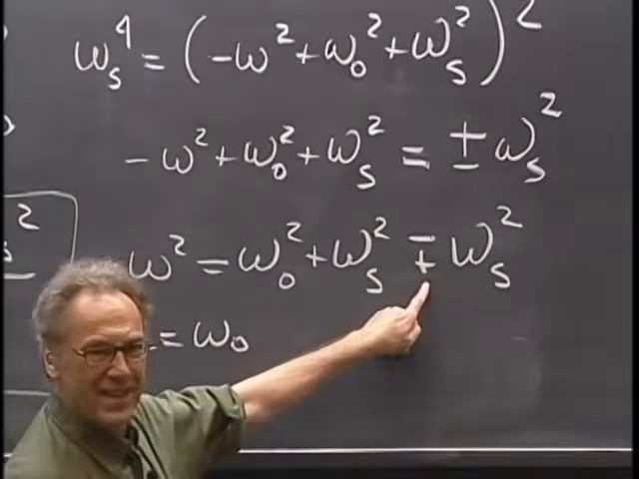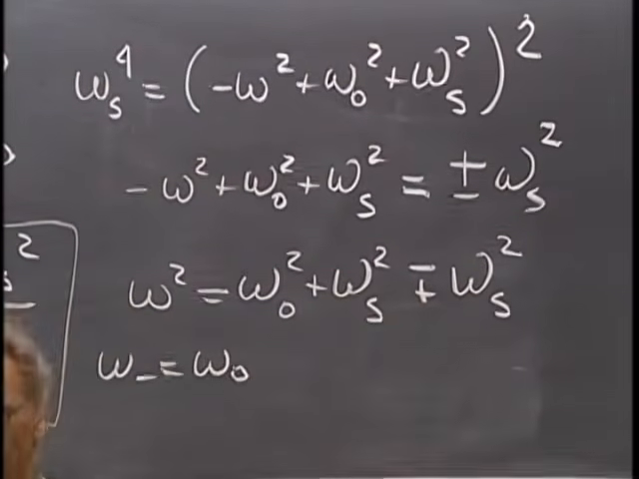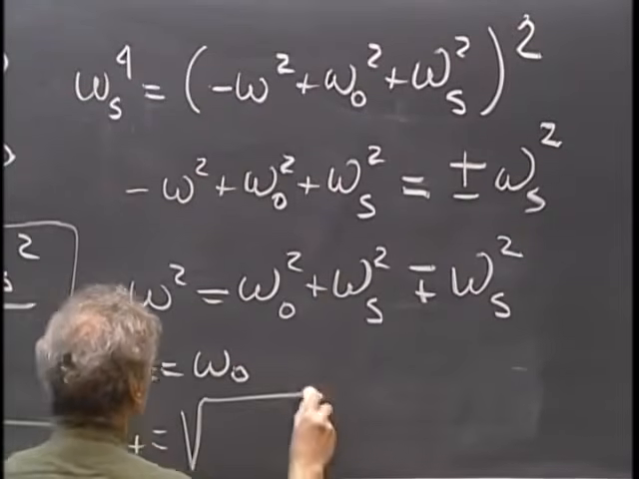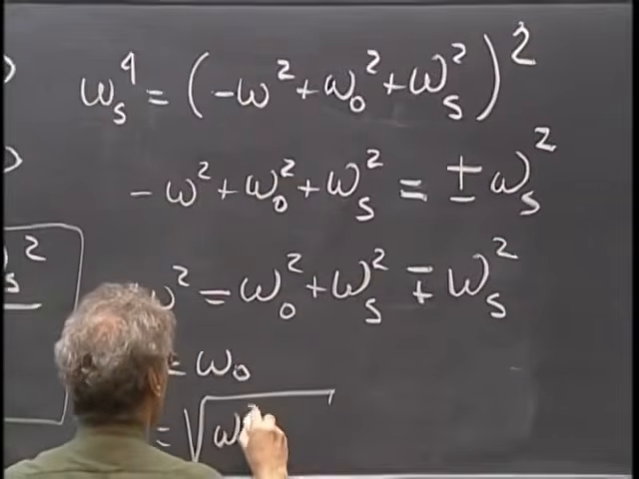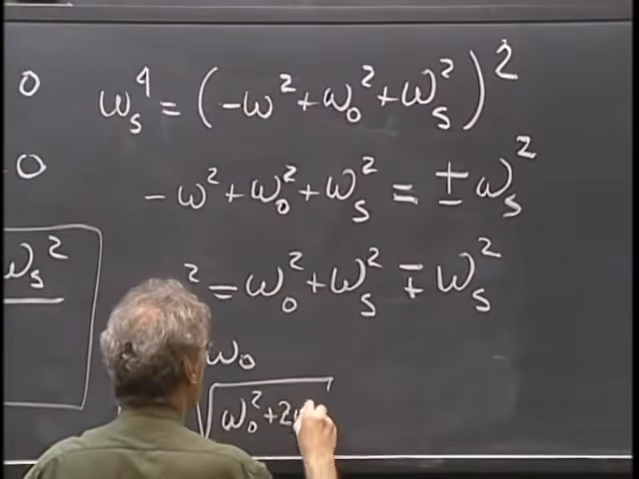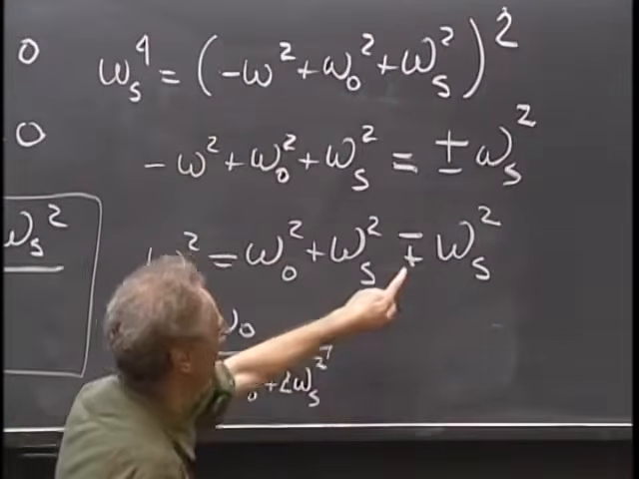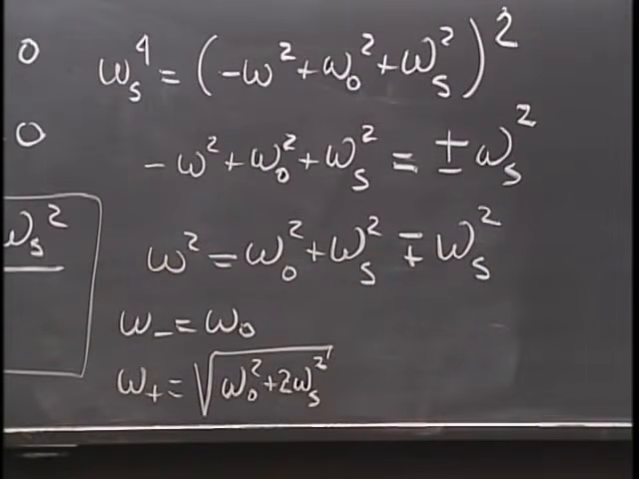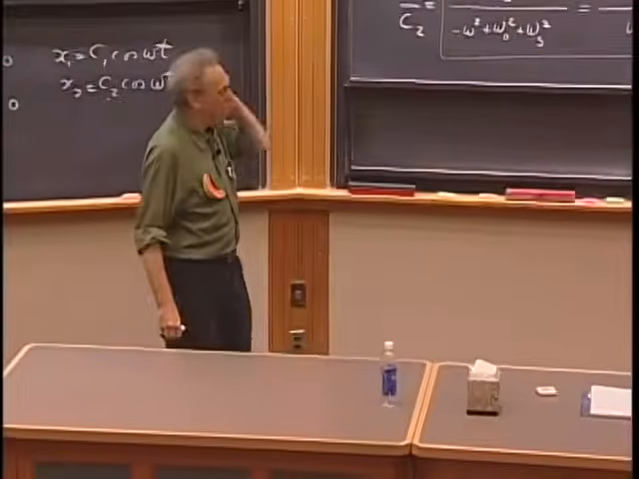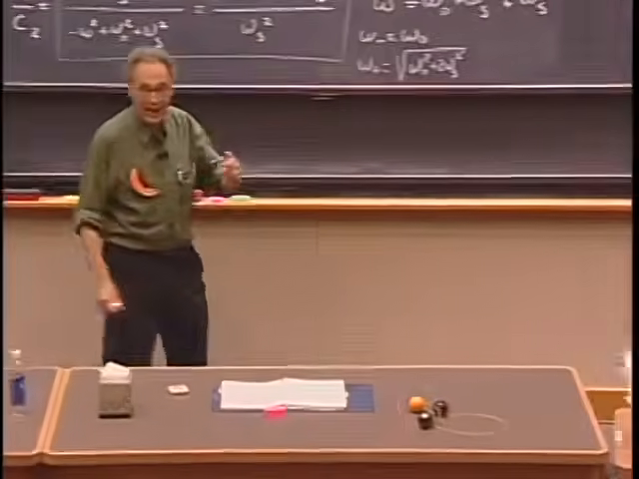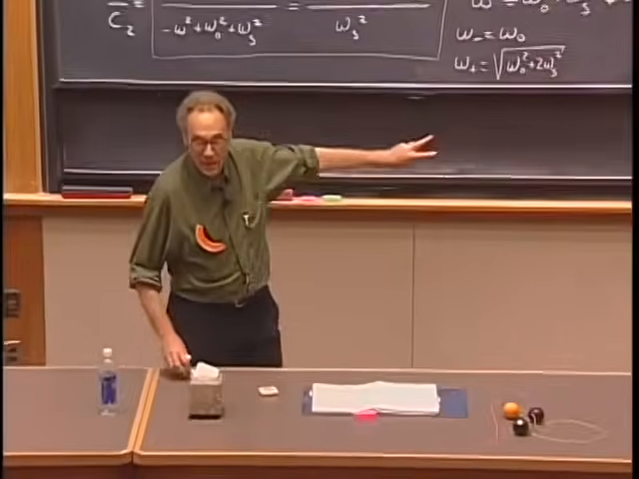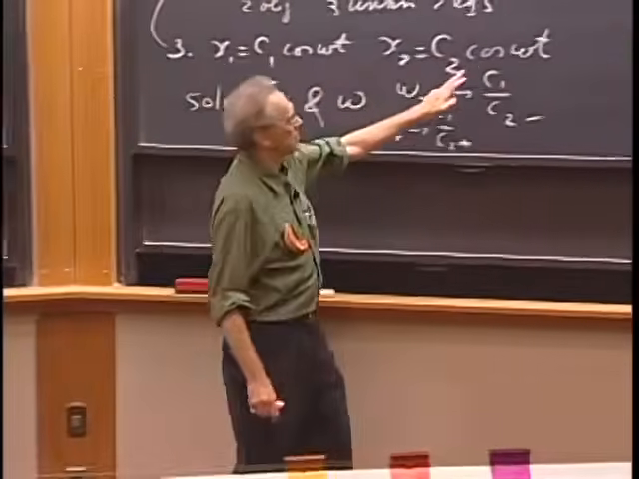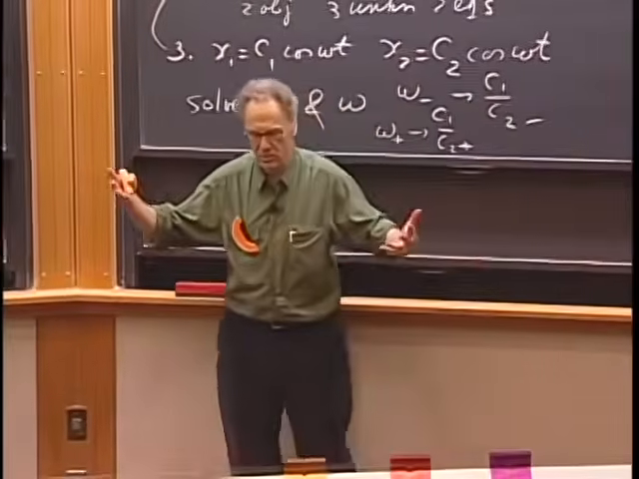When there is a plus sign here, I find exactly what we predicted before. I find that omega plus is the square root of omega 0 squared plus 2 omega s squared, because the plus sign makes this 2. Isn't that elegant? Isn't that beautiful? So they just pop out. And I predicted that there will be two solutions. You have them both. So by substituting this in there, automatically come out two solutions.